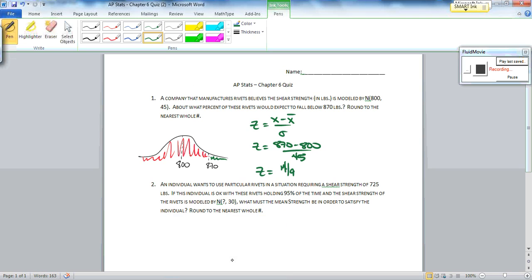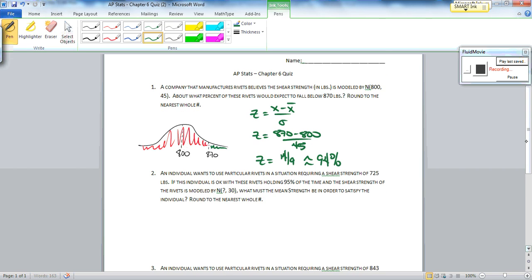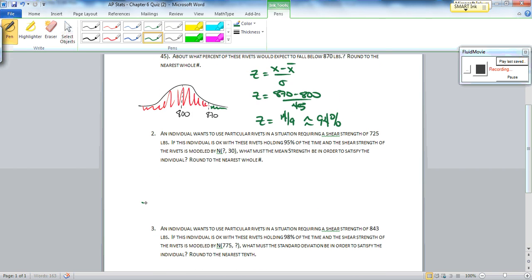And that should have led me today perfectly into this next question, because it says that an individual wants to use particular rivets in a situation that's requiring a shear strength of 725 pounds. So anything that has a shear strength greater than 725 pounds is good. We want that success, or we want 95% of these rivets to satisfy that condition. So if we were to do the same thing we did on question number 1, we have our normal curve. It doesn't look very normal.